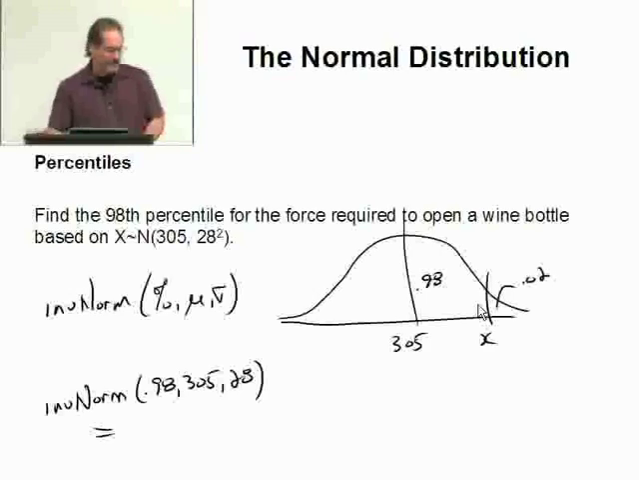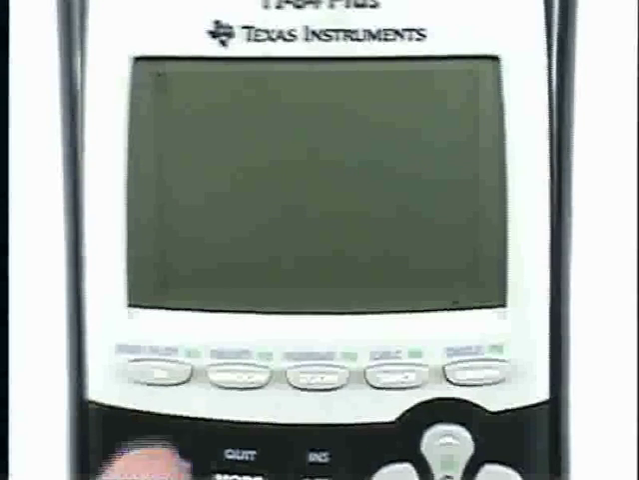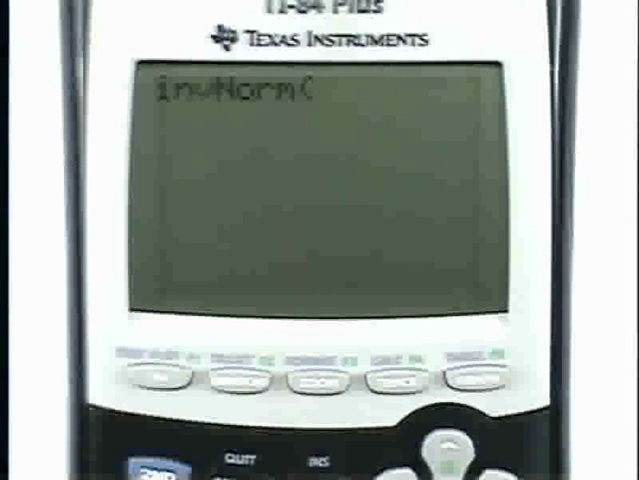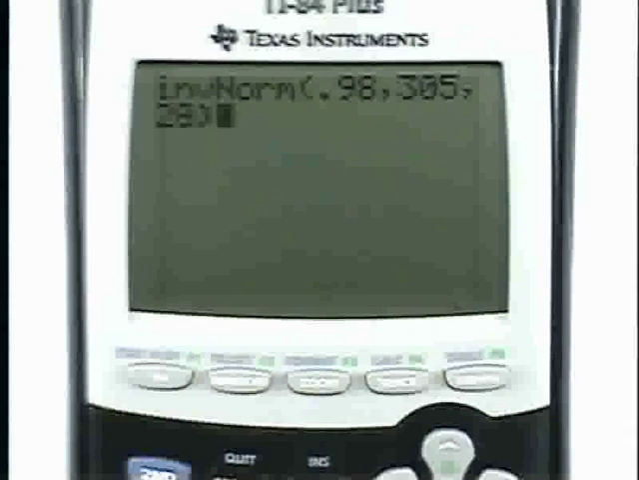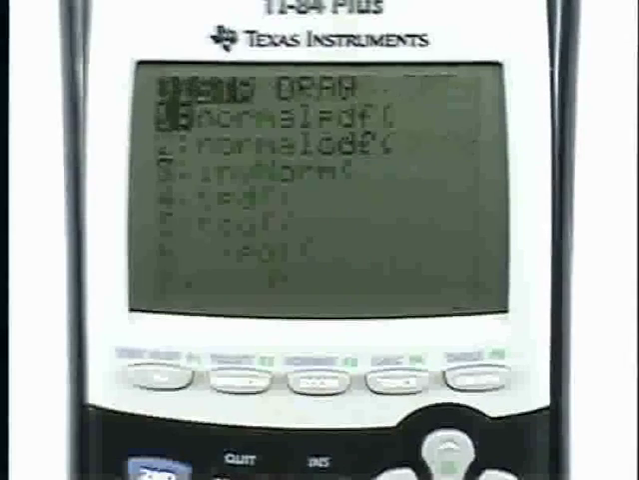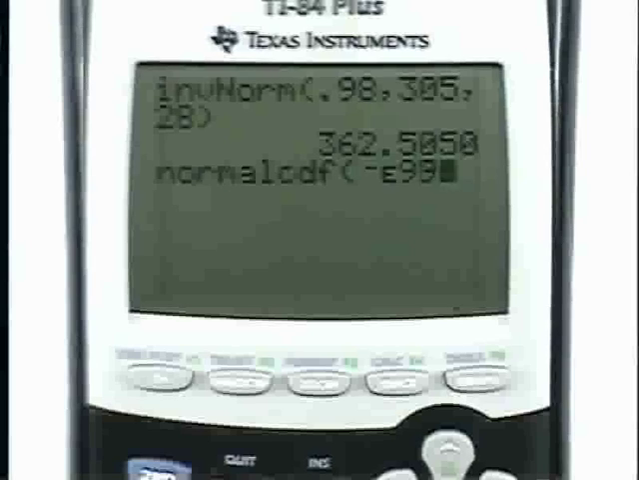Let's jump to a calculator and take a look at that. If I go to distribution, normal CDF, inverse norm, I want 0.98. My mean's 305, standard deviation is 28. That's 362.5050.